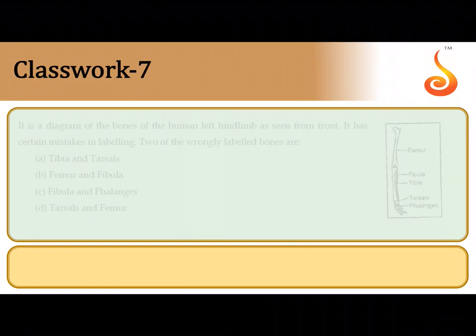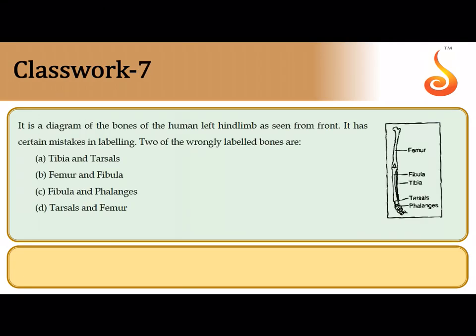Okay. It is a diagram of the bones of the human left limb. As you can see, there's something wrong with it. Let us see what is wrong with it. Femur is correctly labeled. Now see what mistake they have made. They have labeled the broader bone as fibula. It should be the other way around. The broader one on the medial side is the tibia.